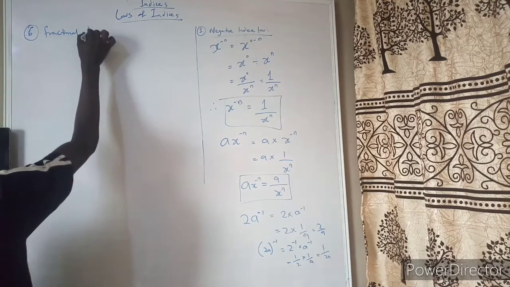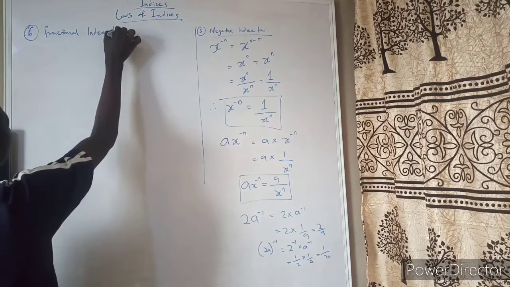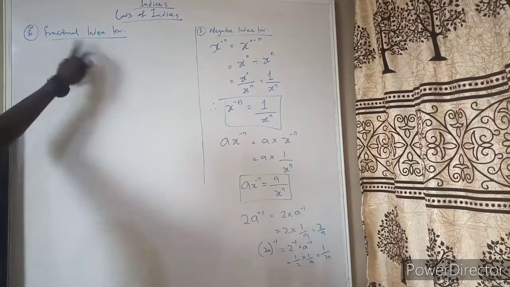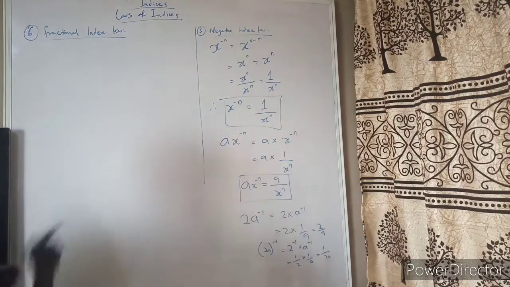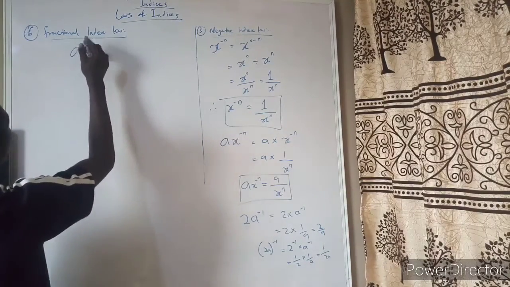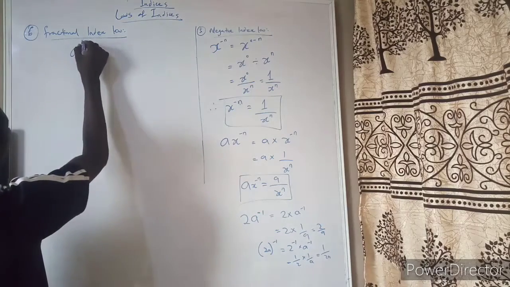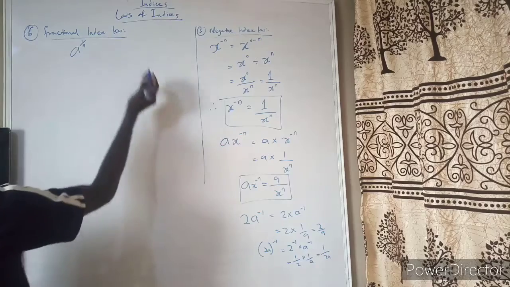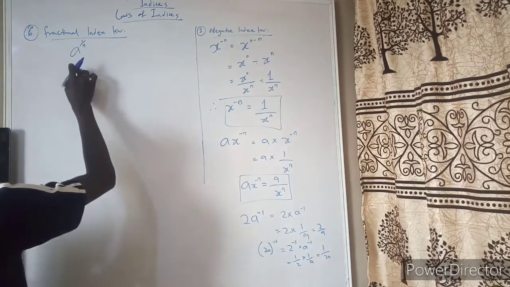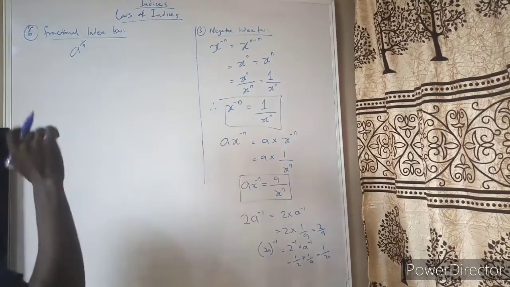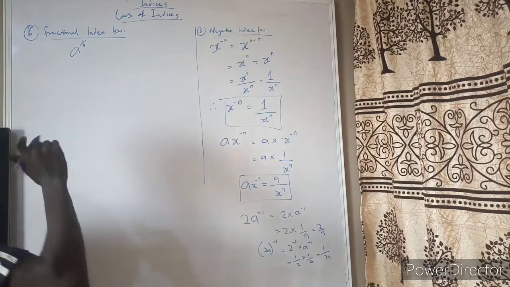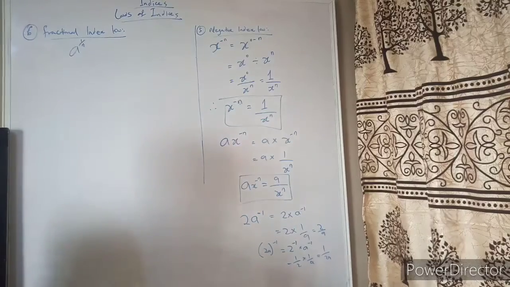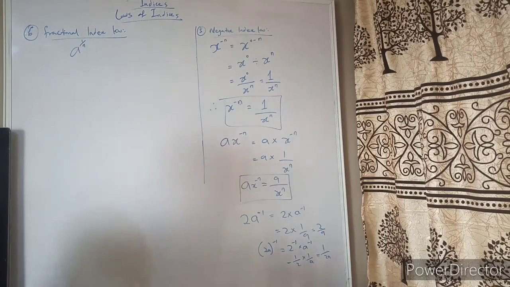fractional index law. Now the name of this is also defining it. That is, the power in this case will be a fraction. So if we are having a raised to power 1 over n, this is the fraction. So what do we do? This thing here is very simple. The point is the denominator becomes the root. The denominator becomes what? The root.